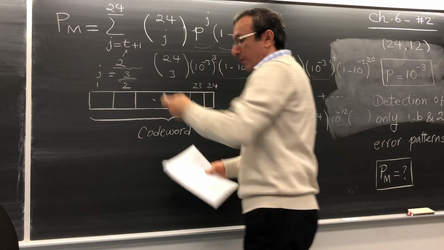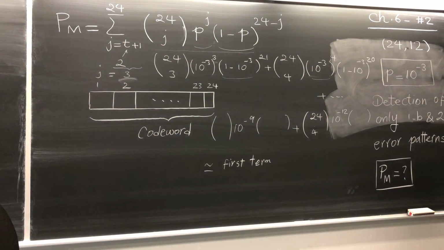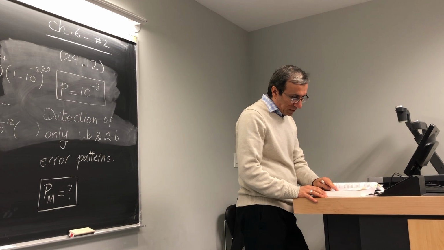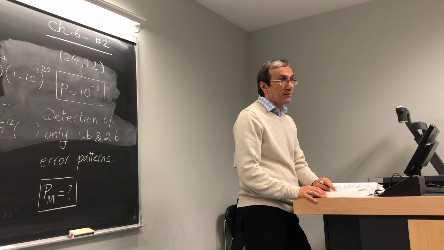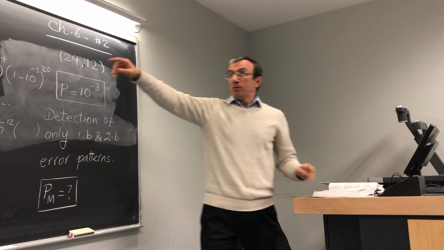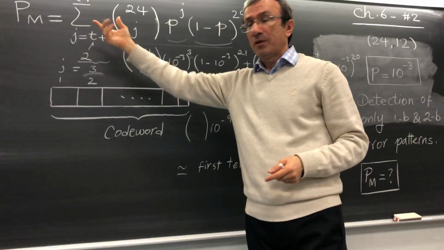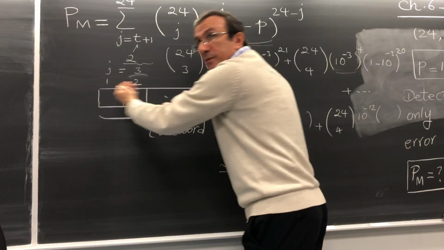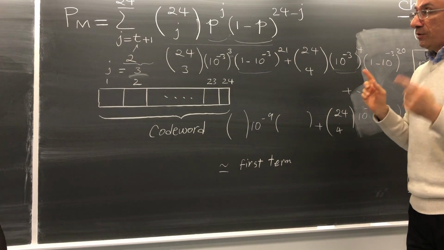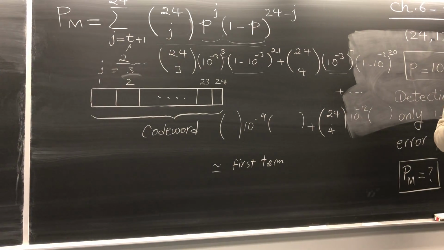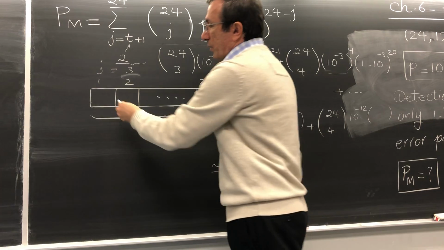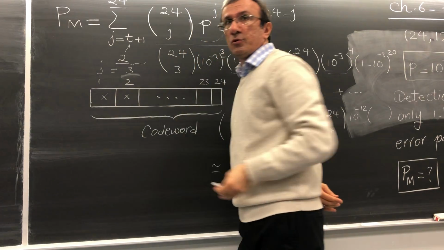Okay, let me read out the problem again. Assume that the code corrects all the 1-bit and 2-bit error patterns. So what this relationship returns is the probability of a message error. What is the message? It's a 24-bit word. Now, we are sure that the code corrects 1 bit or 2 bits.